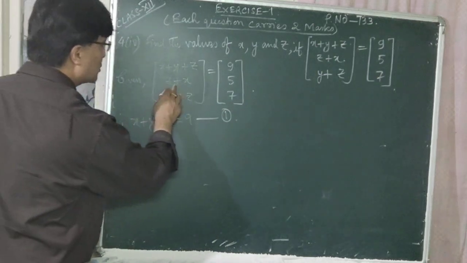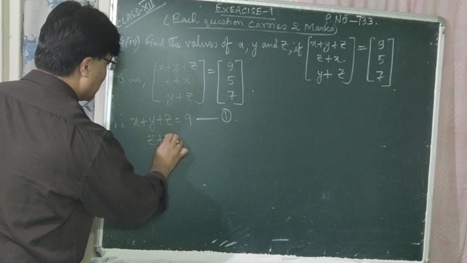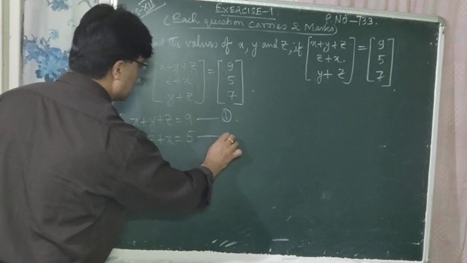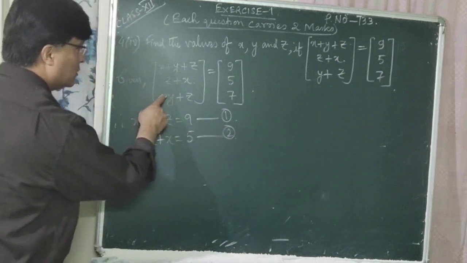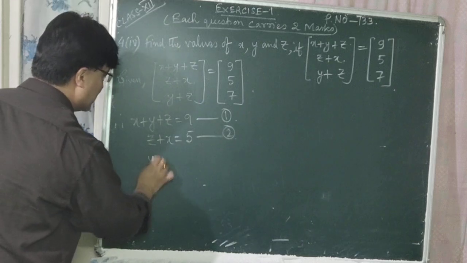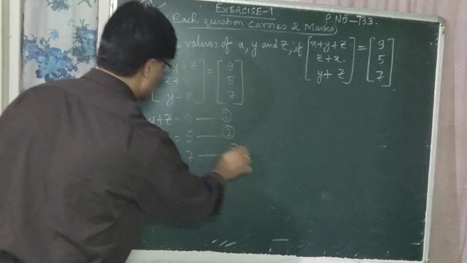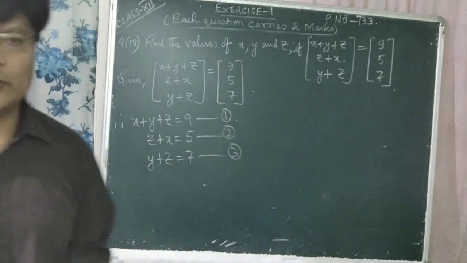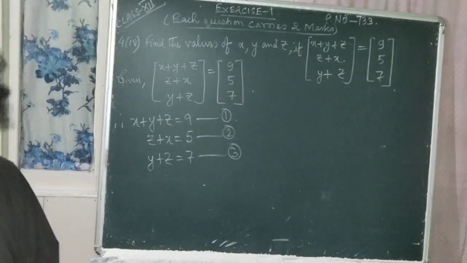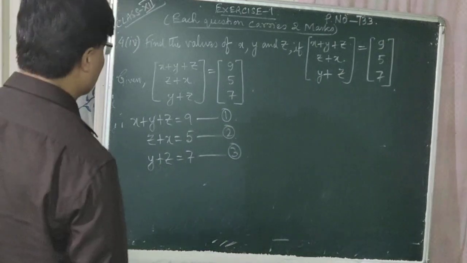Again you can equate those second elements. z plus x is equal to 5. This is the second equation. And then you can equate those third elements. That means y plus z is equal to 7. This is your equation number 3. Is it clear to all of you? So now how can we get the values of x, y and z?